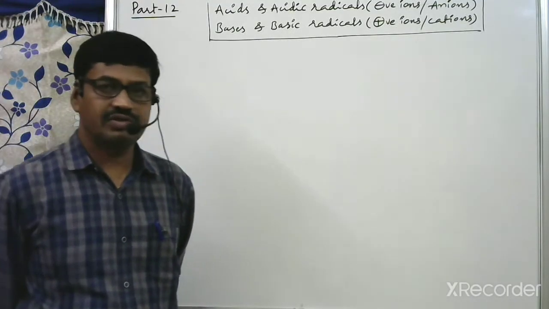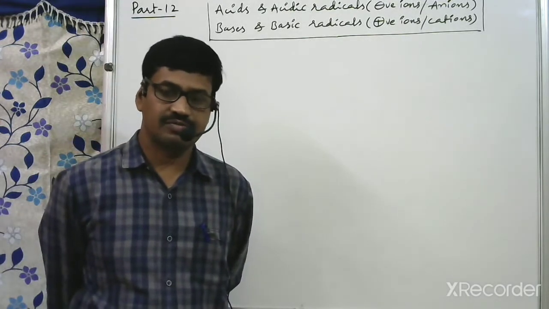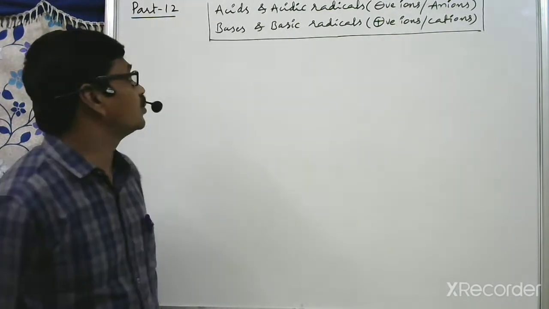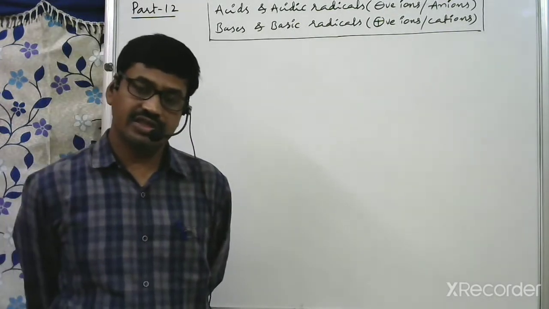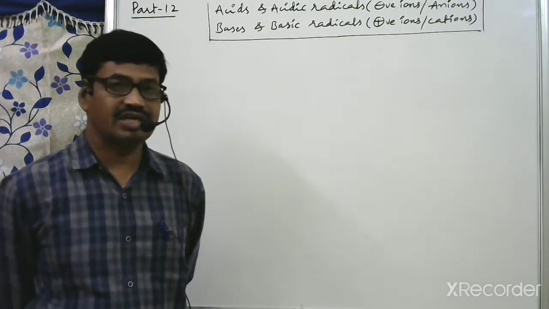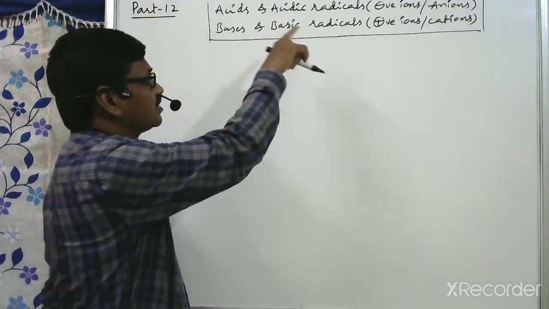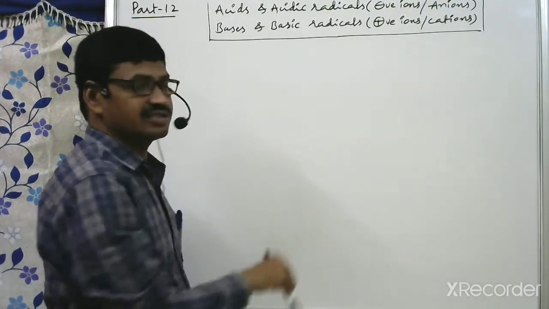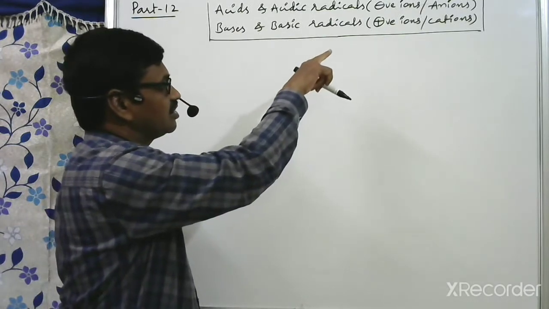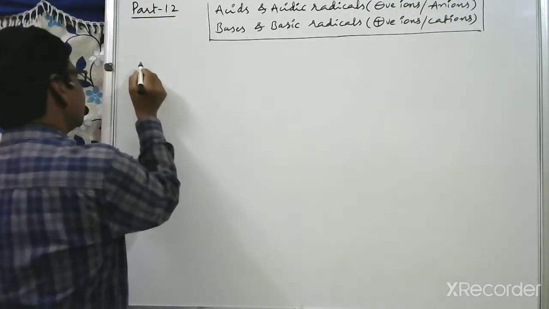In the last sessions, we discussed the crisscross method for writing salts of some simple cations and simple anions. Today, I'm going to discuss writing salts with respect to acidic radicals and also basic radicals. Acids, acidic radicals, otherwise anions or negatively charged ions. Bases and basic radicals, otherwise positive ions or cations. Okay, here see, acid means what?